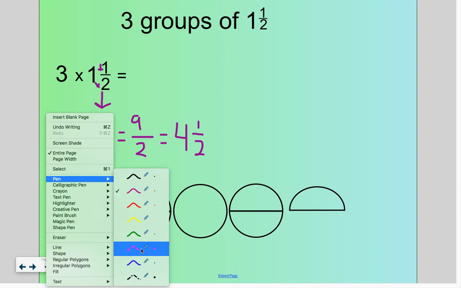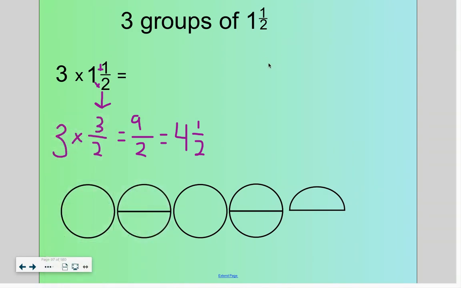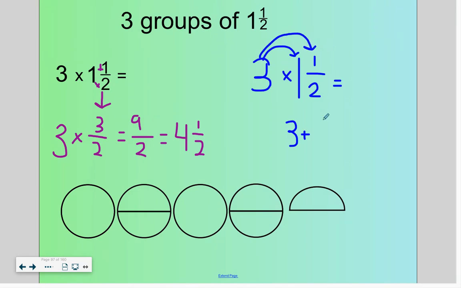Another way we can do this is by multiplying 3 times 1 and then 3 times 1/2. So 3 times 1 1/2. We can first multiply our 3 times 1. 3 times 1 is 3. And then we can multiply 3 times 1/2. 3 times 1/2 is 3 halves. We add that together and we end up with 3 and 3 halves, which really equals 4 1/2.